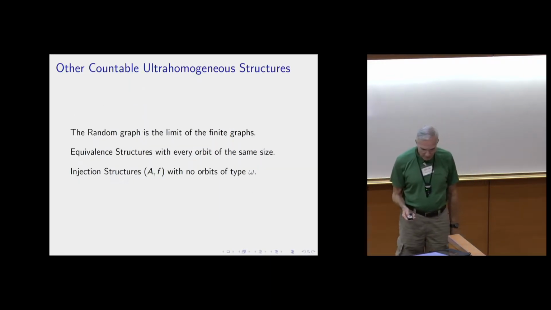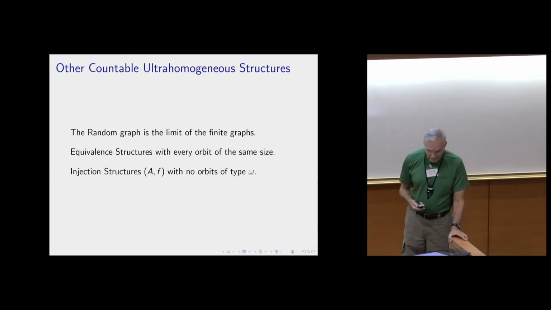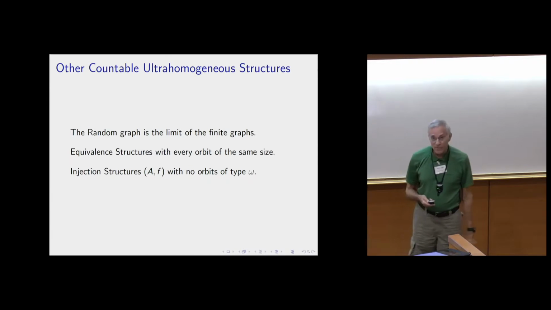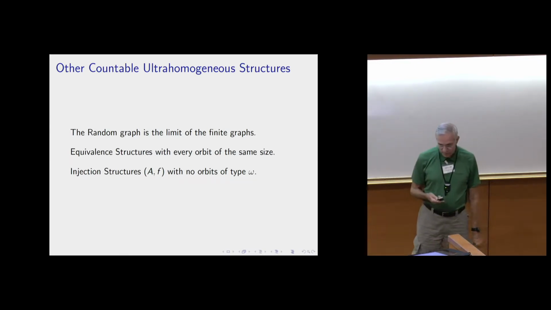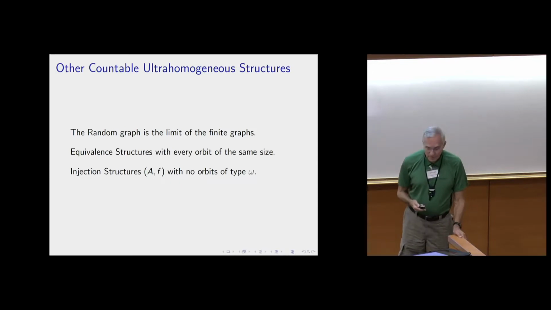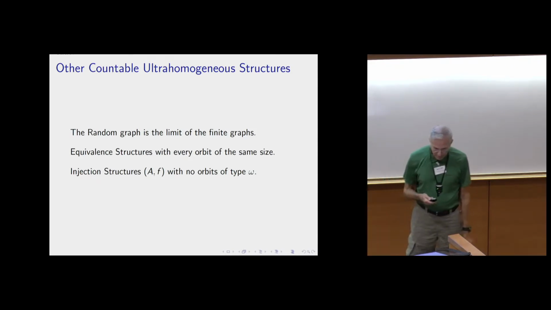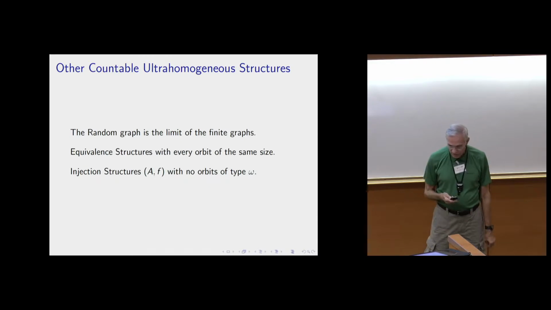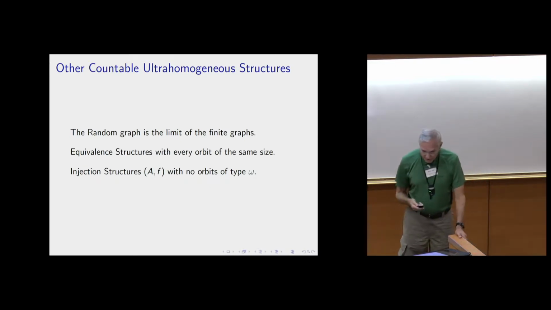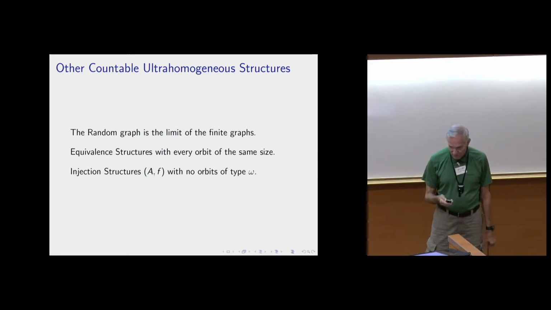Yeah, so we already saw that. Some other examples: the random graph is the limit of the family of finite graphs. For equivalence structures, to be homogeneous, you want orbits that all have the same size. And for injection structures, to be homogeneous, you have to not have orbits of type omega.